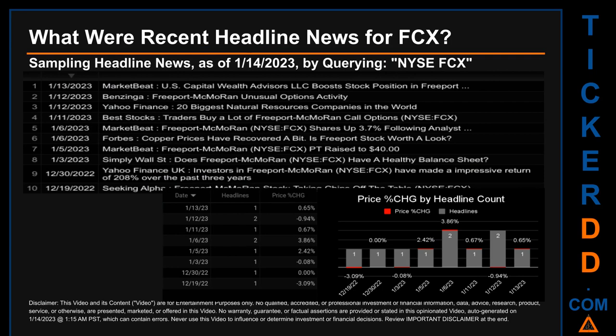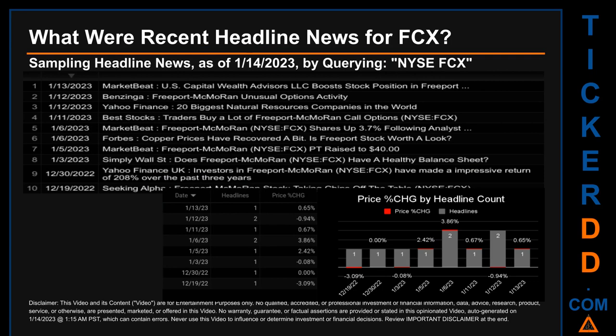The latest publication was Friday, January 13, 2023, when MarketBeat published the headline that read, U.S. Capital Wealth Advisors LLC boosts stock position in Freeport. The oldest publication was on Monday, December 19, 2022, 1 month and 26 days ago, when Seeking Alpha published the headline that read, Freeport-McMoRan stock, taking chips off the table.